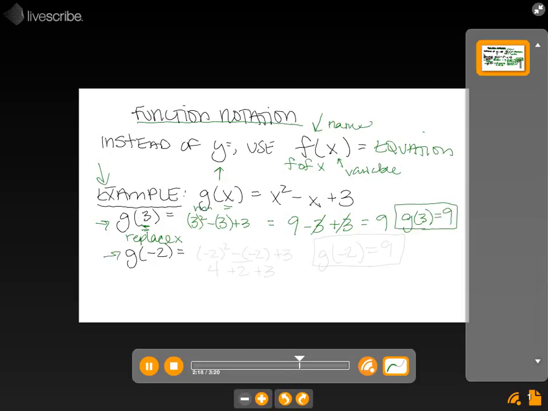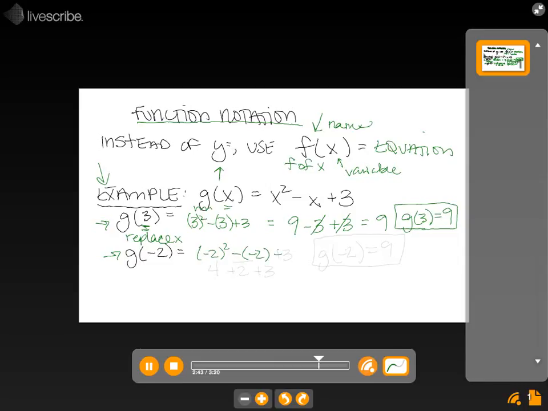Let's look at the second example. We have g of negative 2. That stands for the function named g. We want to know what the answer would be if we replace all the x's with negative 2. This is why I put them in parentheses: whenever I have a negative, I have to put it in parentheses. If I don't, it throws a lot of people off with changing the signs, so it's always a good idea to put that in parentheses.